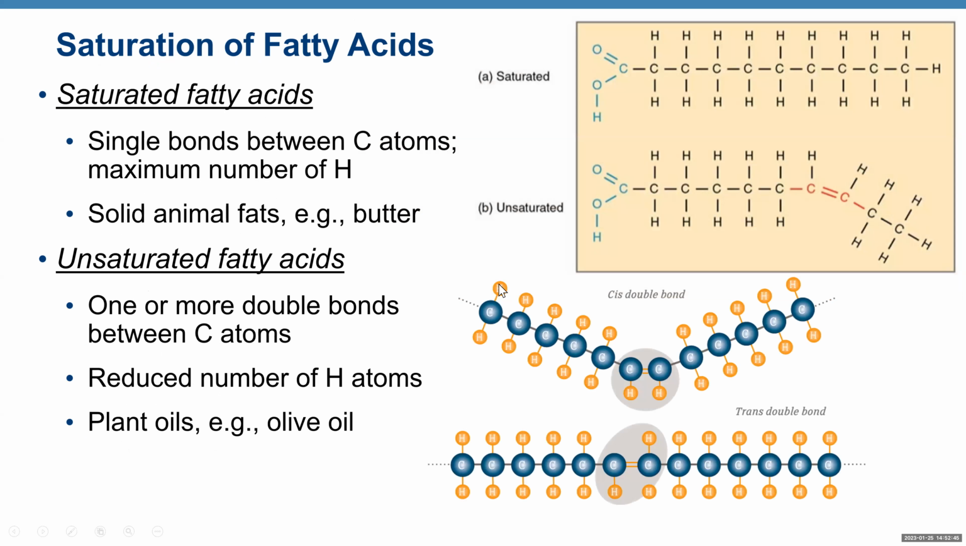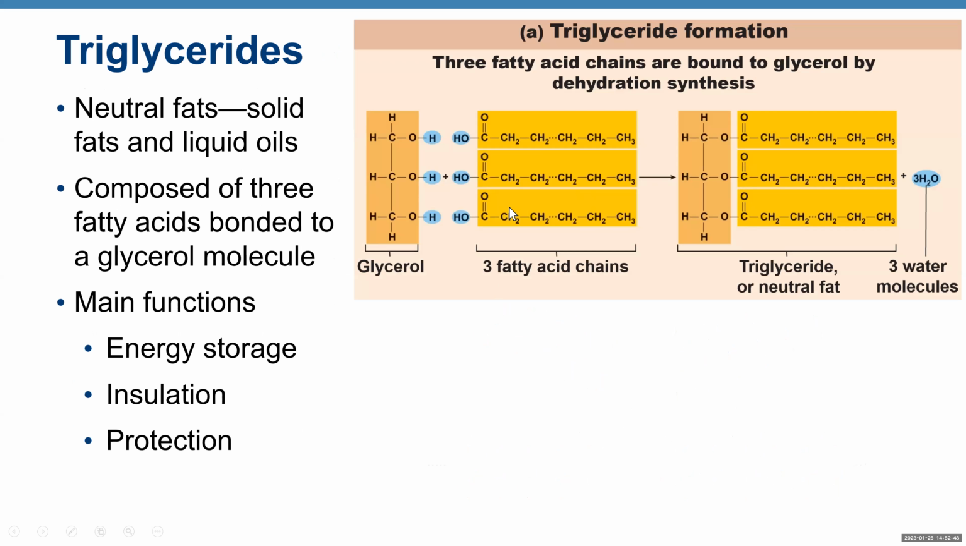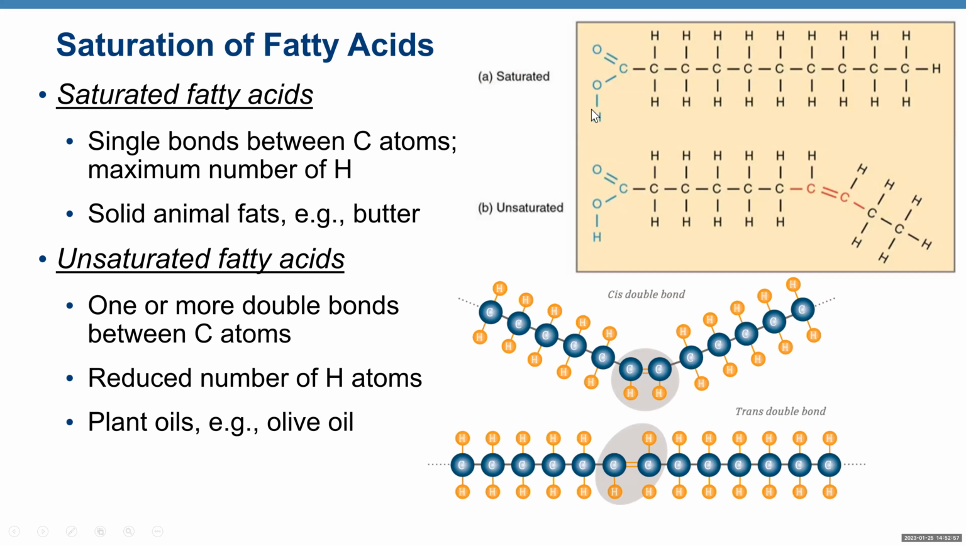Now, when we look at this fatty acid, so let's go back again. So here's this fatty acid. They all have this carboxyl group, COOH. Those fatty acids can be saturated or unsaturated. Saturated fatty acids have single bonds between carbon atoms and the maximum number of hydrogens, so they are saturated with hydrogen. They include solid animal fats, for example, butter. Actually any fat, not just animal fat, that is solid at room temperature contains saturated fatty acids.